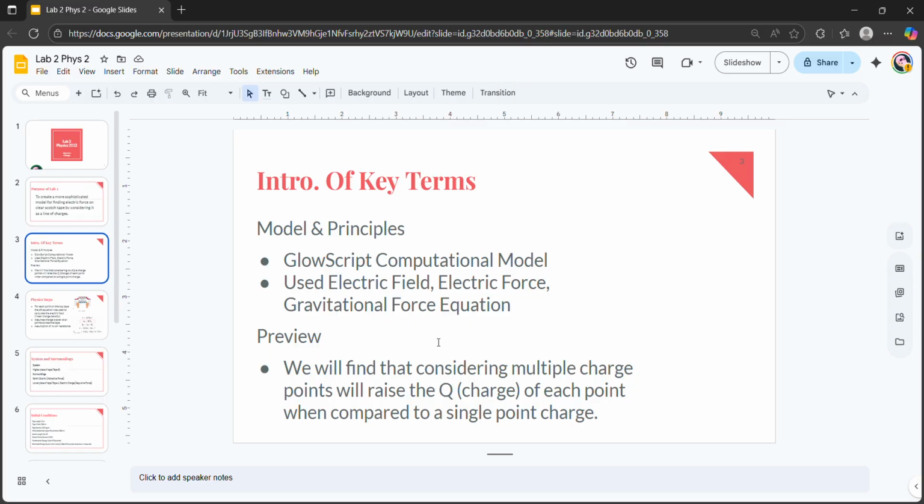For the preview, we will find that considering multiple charge points will raise the Q, or the charge, of each point when compared to a single point charge, and we will also find that this will be more accurate.